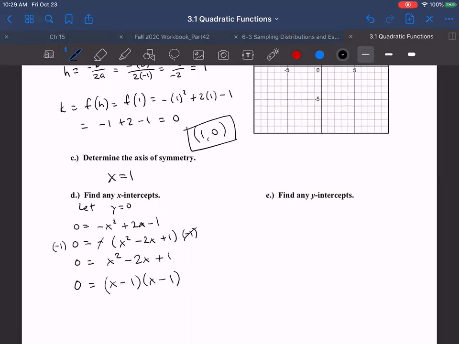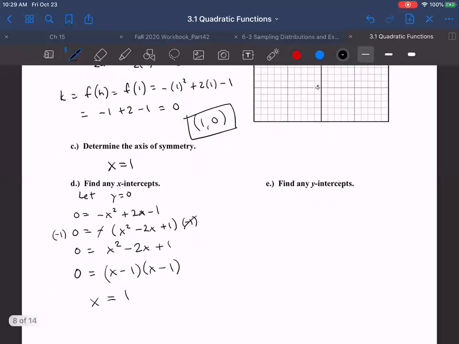And so that gives us our one single solution of x equals 1 and gives us an x-intercept of (1, 0) again, which just like before, in the previous one, matches with our vertex. Since our vertex is hitting at y equals 0, it is intersecting our x-axis.